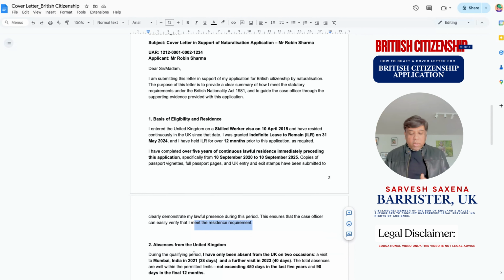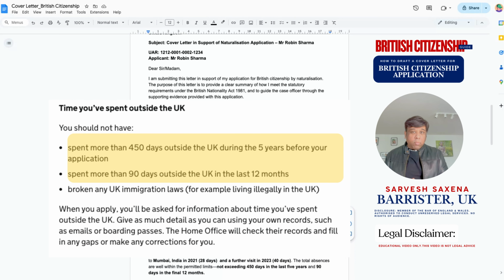Okay. Now look at the second point, the absences from the UK, which I told you that you should have been present in the UK in the 5 years period. And if you went outside the UK in the last 5 years, you should not have gone outside the UK for more than 450 days, or in the last 12 months, not more than 90 days.